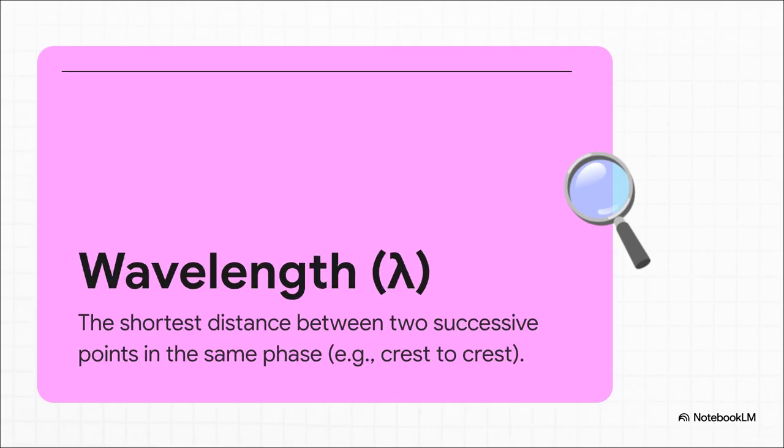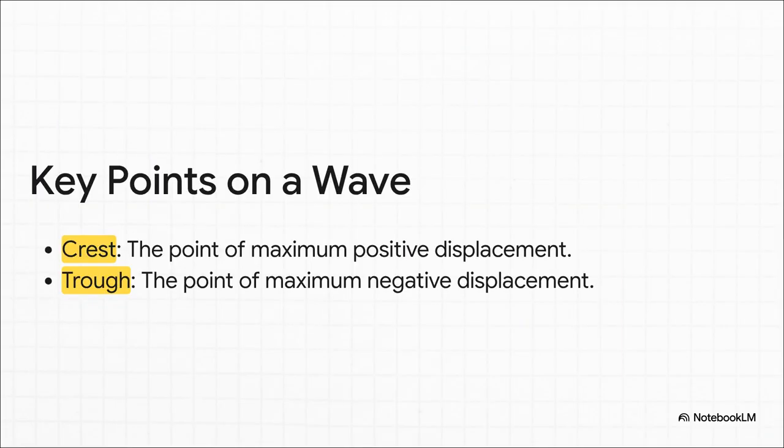Next is wavelength, which we represent with the Greek letter lambda. And just like the name says, it's the length of one complete wave. The easiest way to measure it is from the top of one wave, its crest, to the top of the very next crest. And speaking of which, those points have their own names. The highest points are officially called crests, and the lowest points are called troughs. Simple as that, crests and troughs.